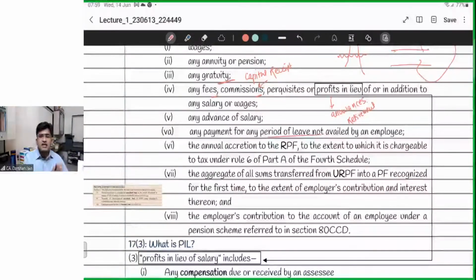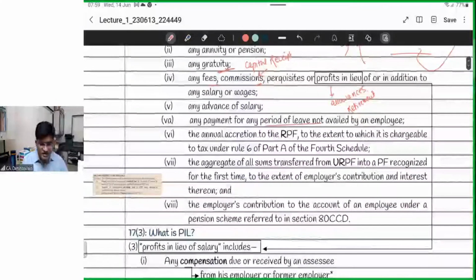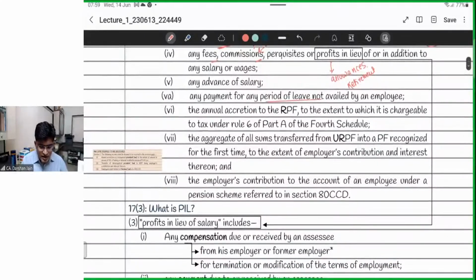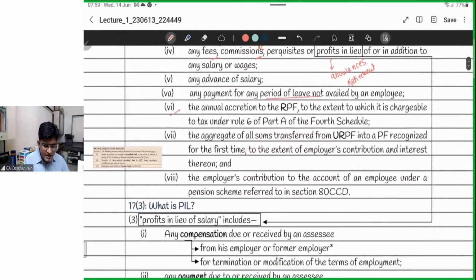See, any leave encashment that happens during the course of employment is going to be taxed. However, on retirement, if there is a leave encashment, a lump sum that is received by the employee, there is an exemption given. Right? Are you getting my point, friends? So we'll discuss leave encashment exemption at the time of retirement. Moving further, but understand leave encashed is also part of the salary. Then we have got 6, 7, and 8, VI, VII, and VIII.